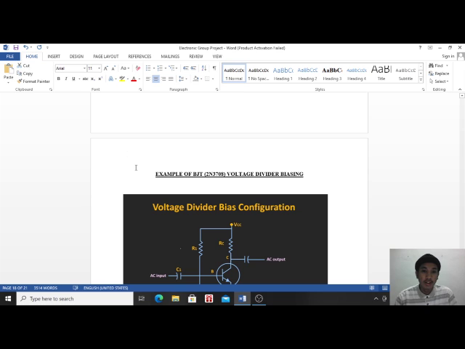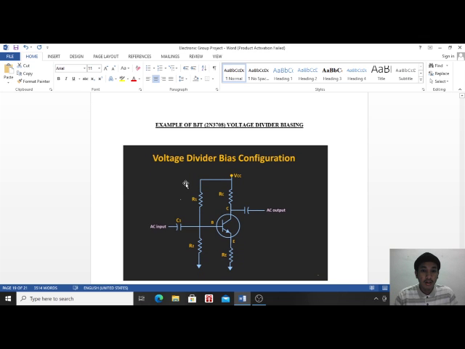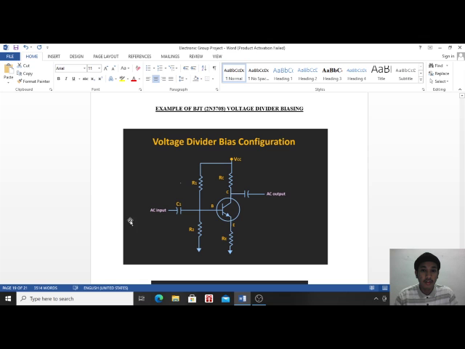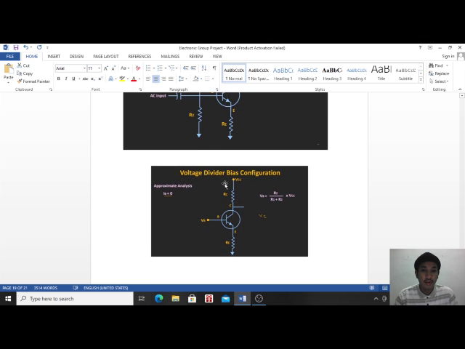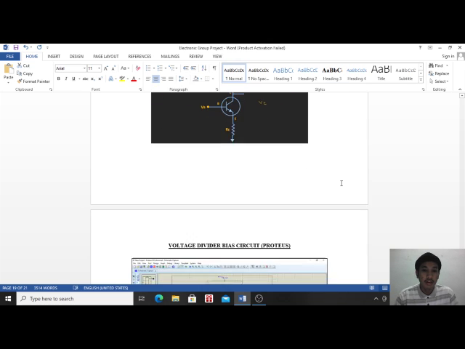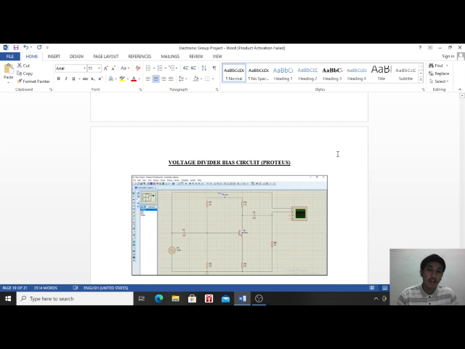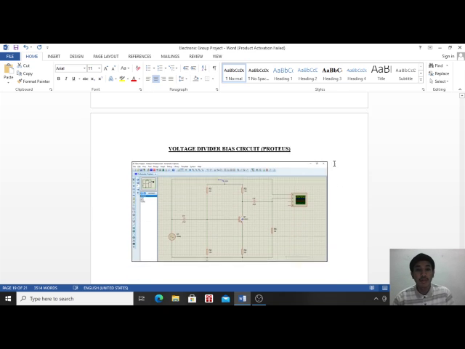Okay, here is the example of BJT. Our BJT code is 2N3708. This is the example for the voltage divider biasing, you can see in the figure here. Here is the voltage divider bias configuration. VB of course equals R2 over R1 plus R2 times VCC. This is the voltage divider circuit using Proteus.